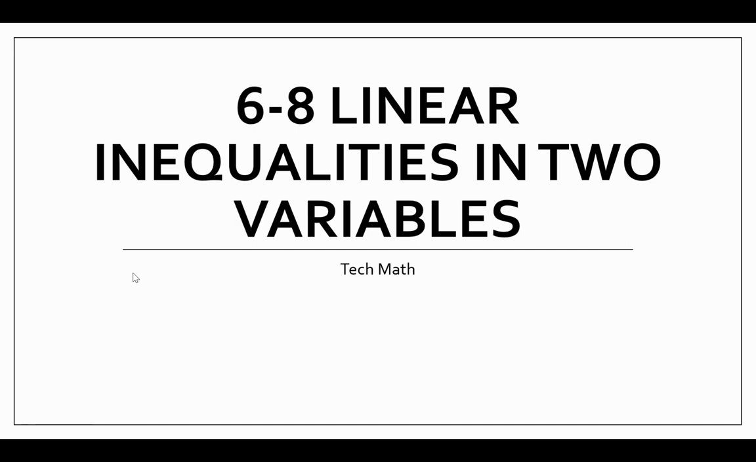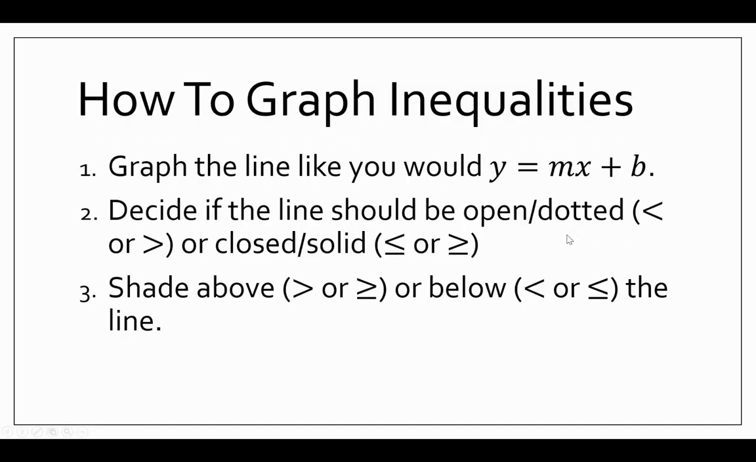Now with inequalities, we're going to be shading a portion of the graph because an inequality is unequal, we can pick a side that's either greater than or less than, and everything on that side of the line will be a valid response. So when we graph it, we're going to graph it a lot like we do the y equals mx plus b format of graphing. Then we have to decide if we're going to have an open line or a closed line, if it's going to be dotted or if it's going to be solid.